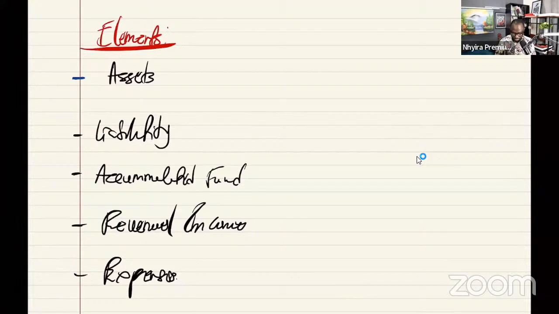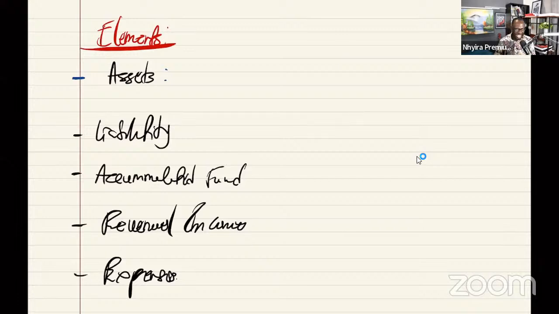So assets are resources that government controls as a result of past events. I want to contextualize it in terms of public sector. From which economic benefit will flow into the public purse.